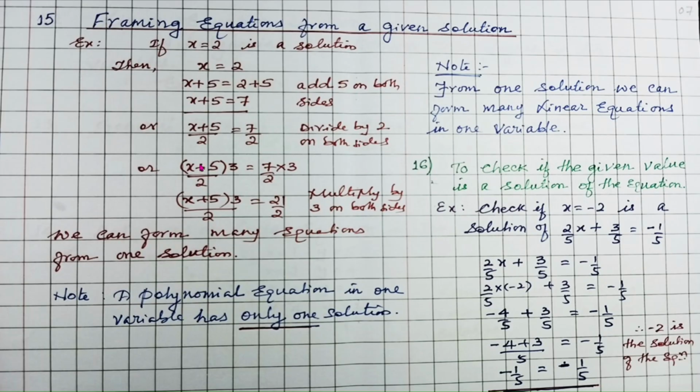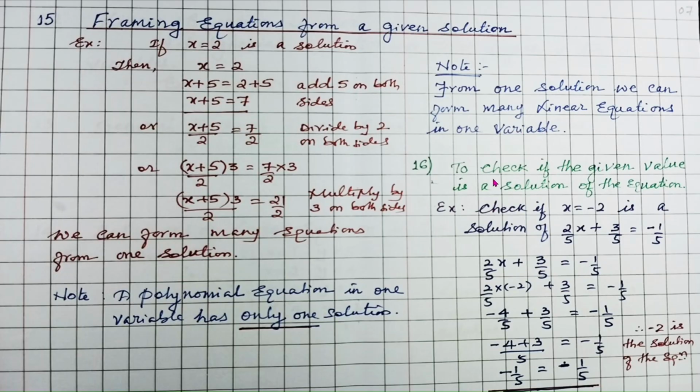And also we can multiply by 3 on both the sides, (x plus 5) by 2 into 3, 7 by 2 into 3 becomes (x plus 5) into 3 by 2 is equal to 21 by 2, which is again another equation for the same solution x is equal to 2. Therefore, for a given solution, we can form many equations. Remember that. Therefore, a polynomial equation in one variable has only one solution, but from one solution we can form many linear equations in one variable.